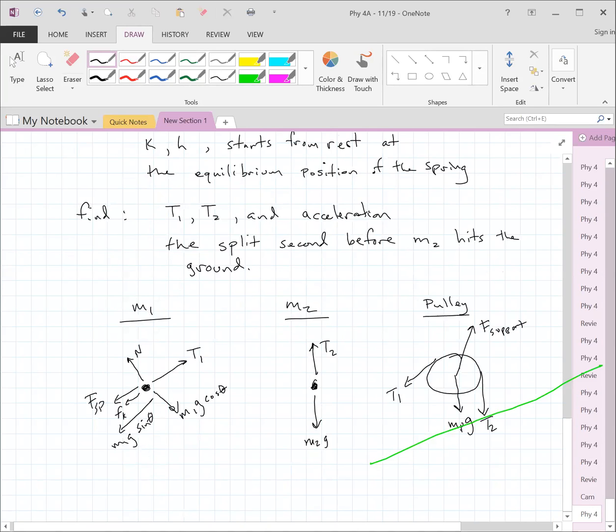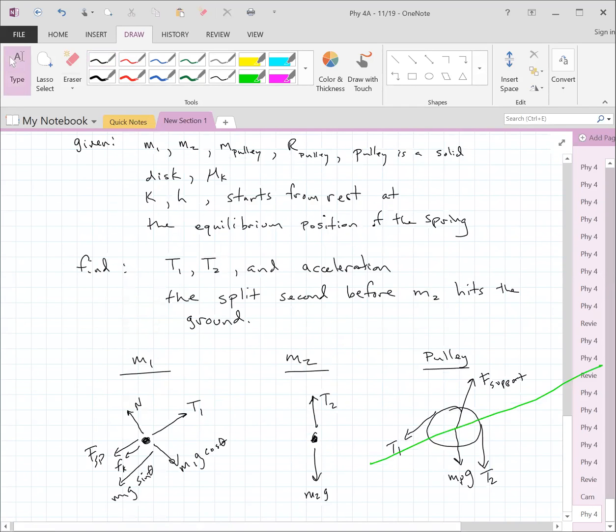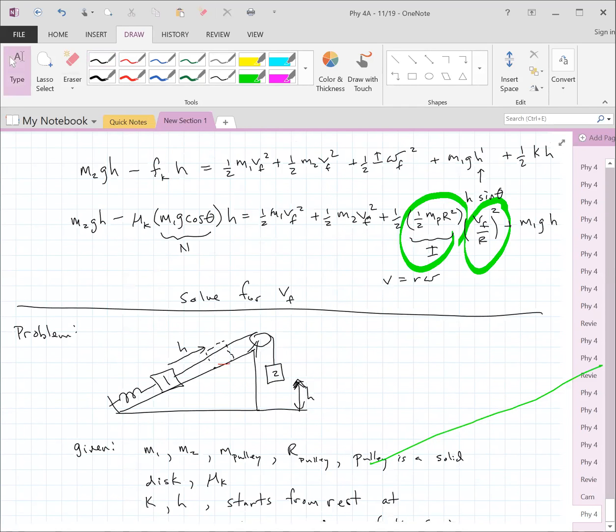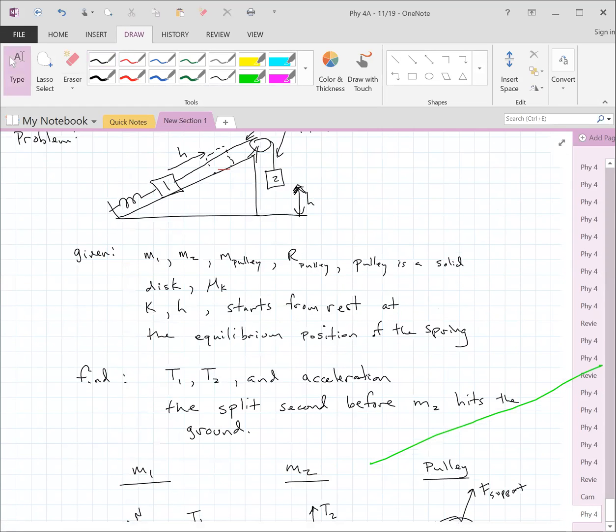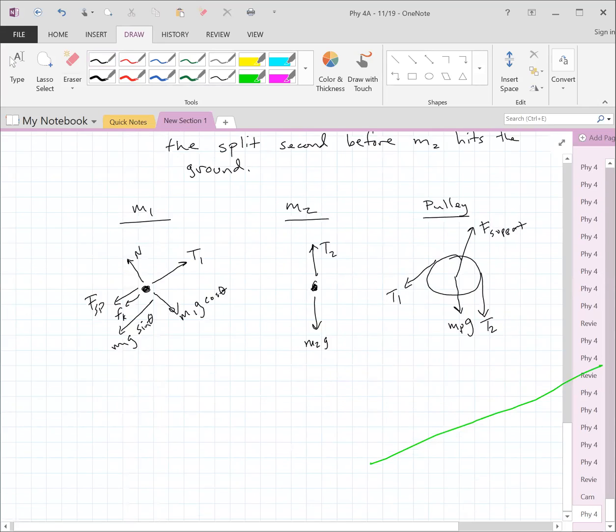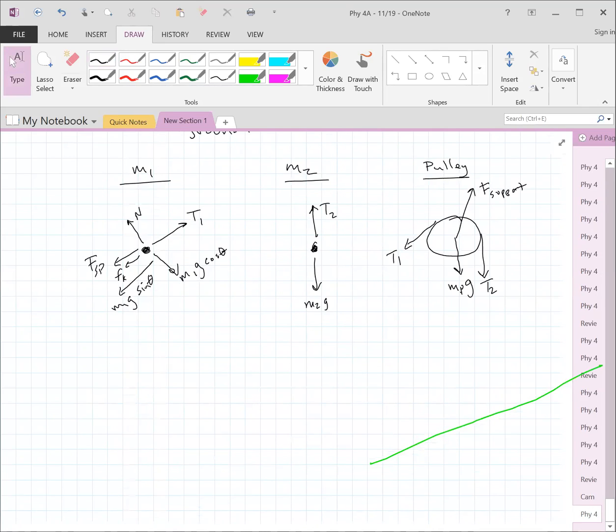Okay, so remember here, T1 and T2 are no longer the same, right? Up until now, we've had massless pulleys, and so the tension on one side and the tension on the other side have been the same. But now with the pulley that has mass, the tension has to be different on either side of the pulley, or the pulley wouldn't accelerate. The pulley wouldn't rotate faster and faster as the masses move faster and faster. So the tension has to be different on either side of that pulley because it has mass now.